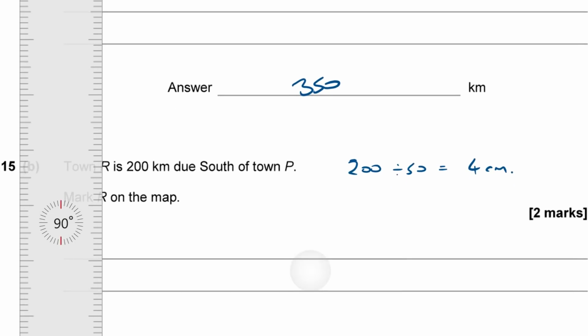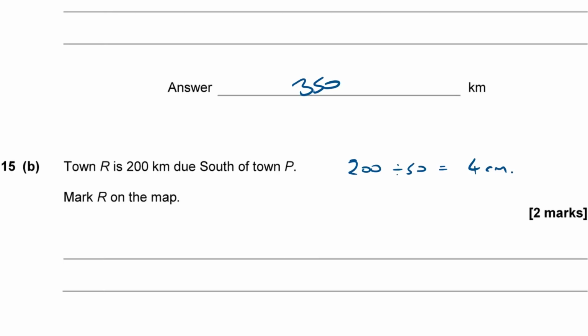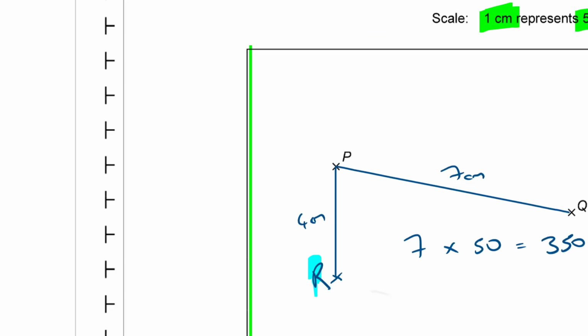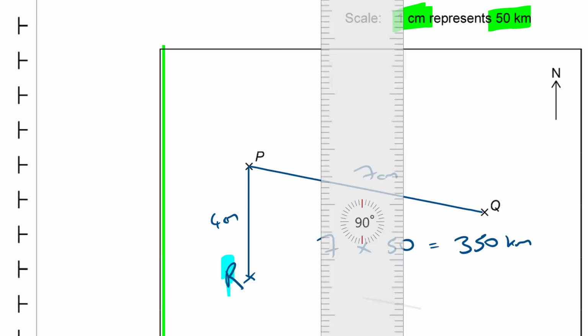And then don't forget to do this bit here, mark R on the map. So if you don't write R, you may lose a mark. So there we go. It'll be somewhere down there. Like I say, I didn't do that accurately because my ruler is rubbish. It's got no numbers on it.